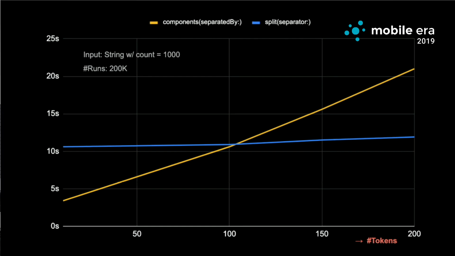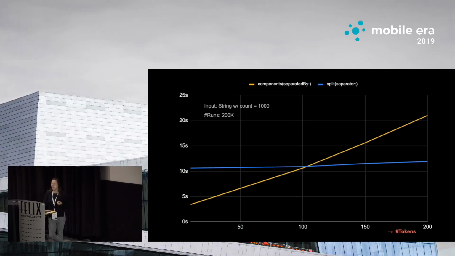If we plot the results of the two functions together, the split function and the components function, this is the graph we get. The yellow line maps to the components function, and the blue line maps to the split function. As you can see, when there are fewer tokens, the components function is faster. But after a certain threshold, the split function is faster because it doesn't have to allocate as much memory and perform the expensive protocol method dispatch calls.